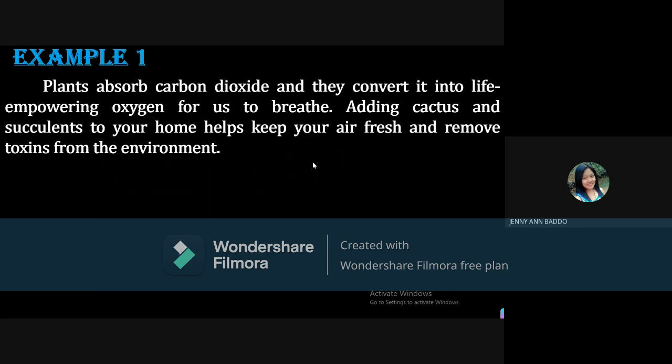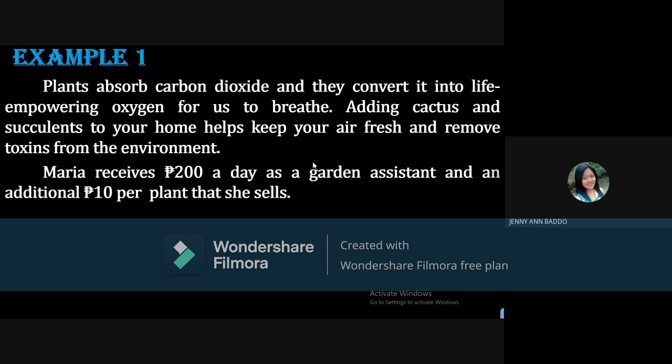First example. Plants absorb carbon dioxide and they convert it into life-empowering oxygen for us to breathe. Adding cactus and succulents to your home helps keep your air fresh and remove toxins from the environment. Maria receives 200 pesos a day as a garden assistant and an additional 10 pesos per plant that she sells.